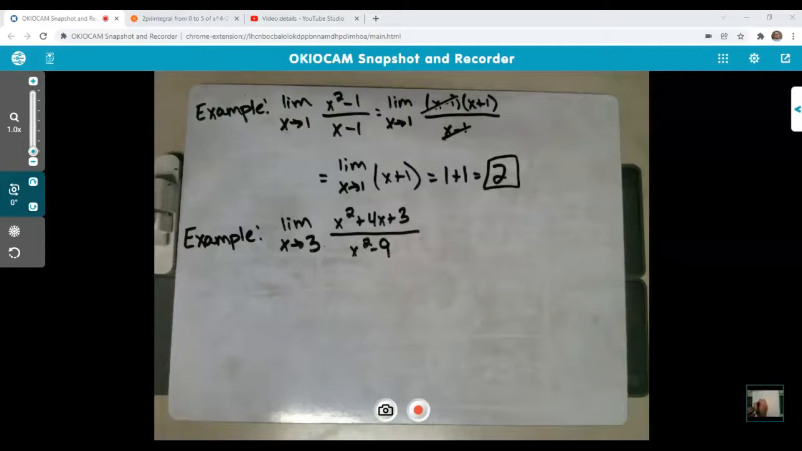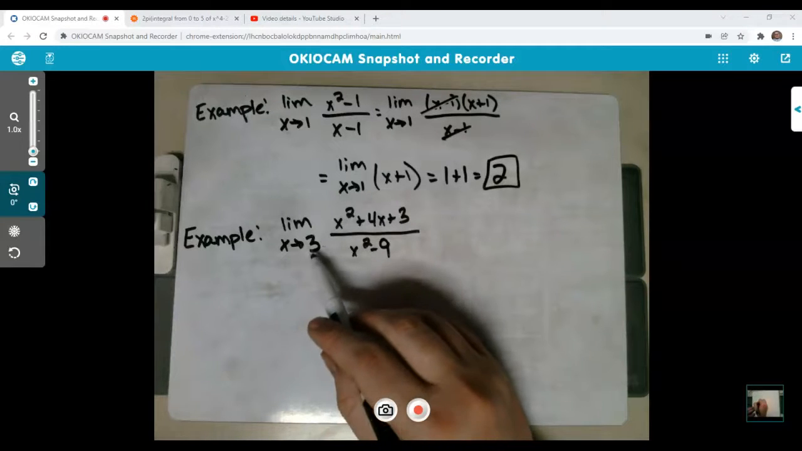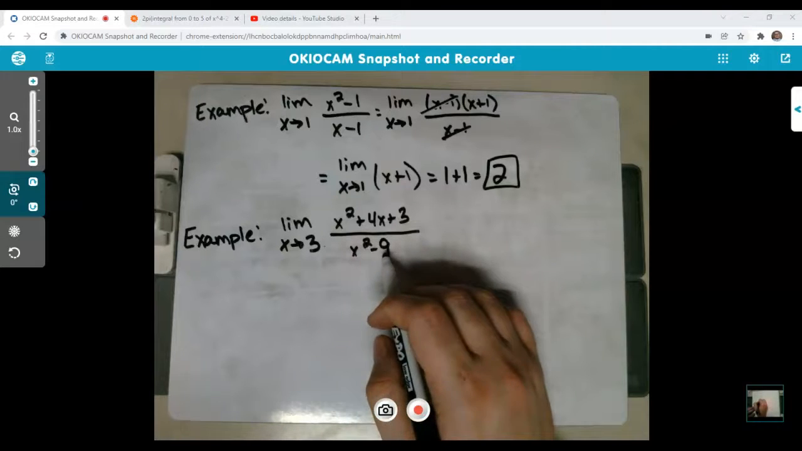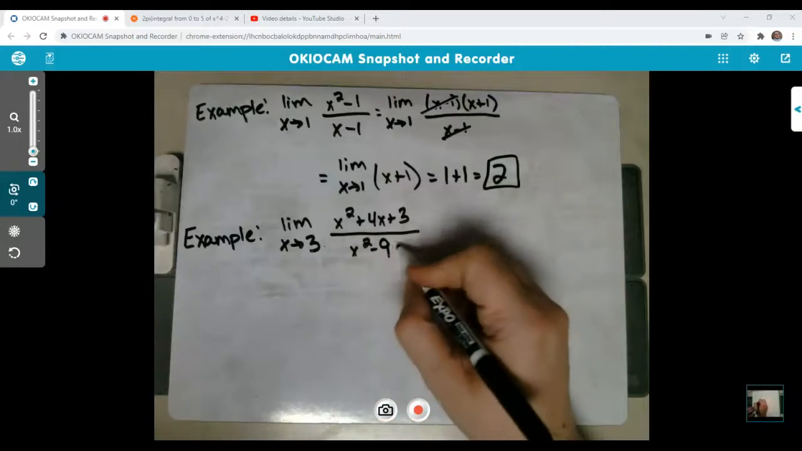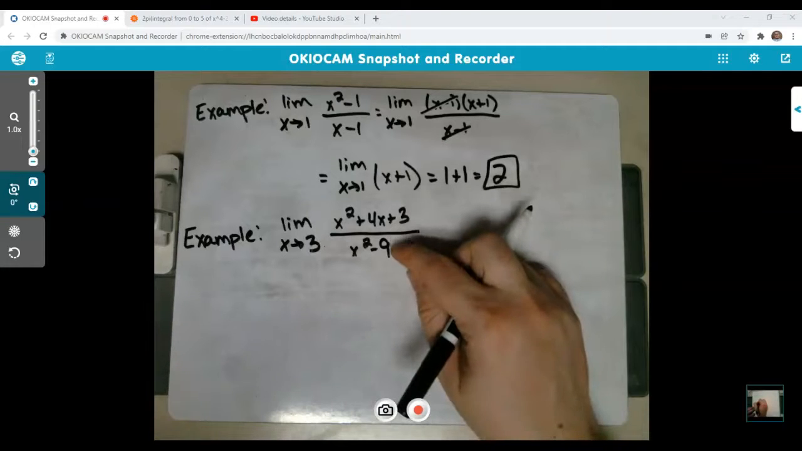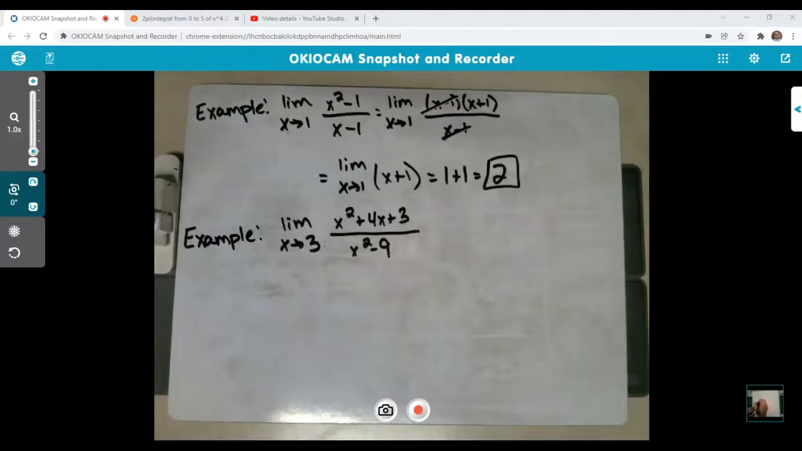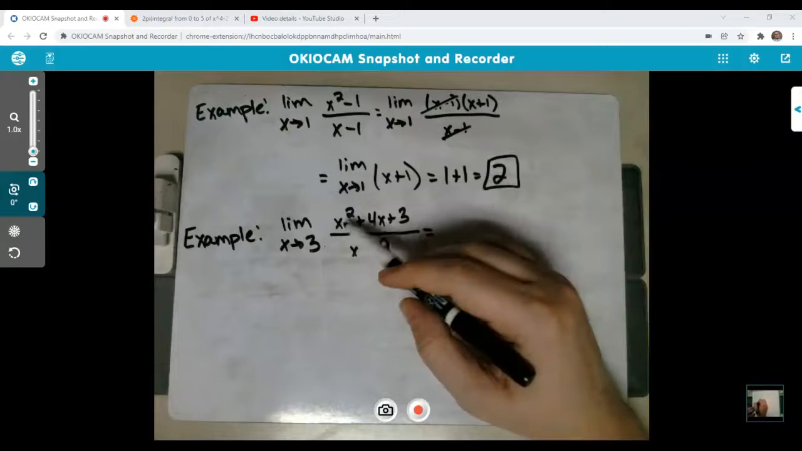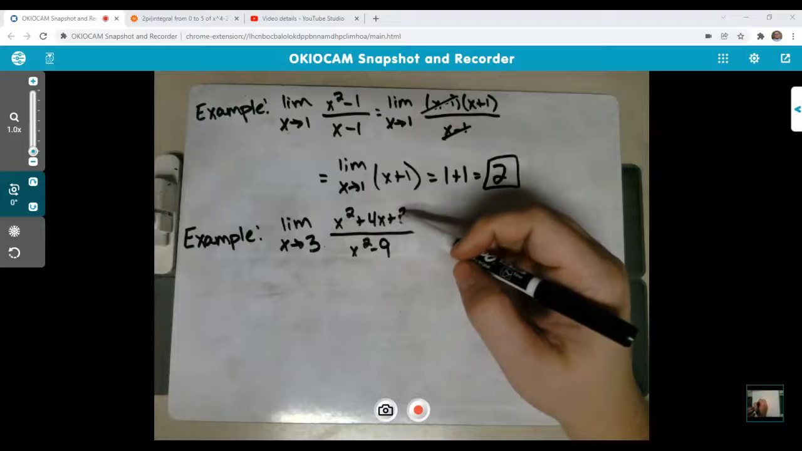Alright, so the same thing here. If I were to try to plug in a 3 in the denominator, I would have 3 squared minus 9, which would be 9 minus 9, which I can't have. So I can't just plug this one in, so I'm going to have to try to rewrite this as best as I can. Let's see if any of these can be factored. On top I have x squared plus 4x plus 3.